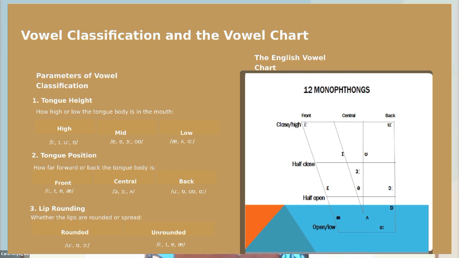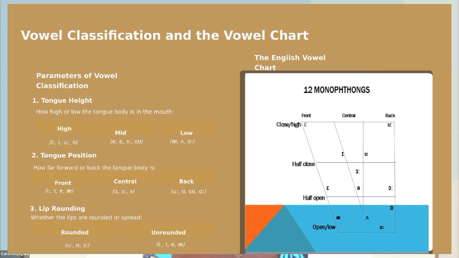And then we talk about lip rounding. You must have noticed that some vowel sounds are produced with the lips forming an O shape. Ooh, those sounds are called rounded vowels, and some are produced either with spread lips or with neutral lips, as in these. Those are called unrounded vowels.